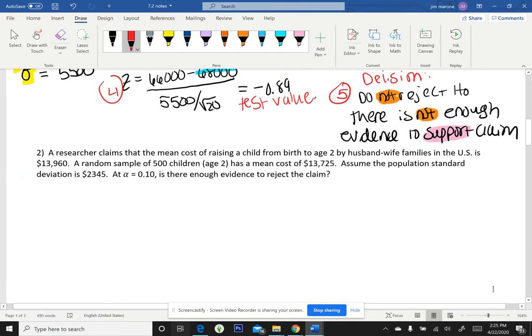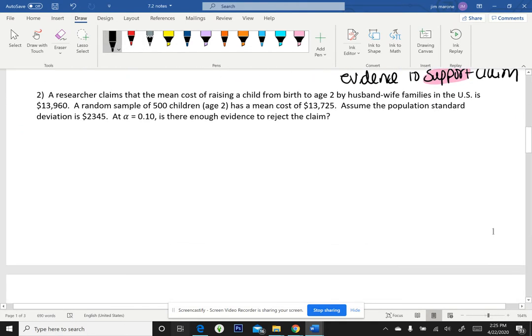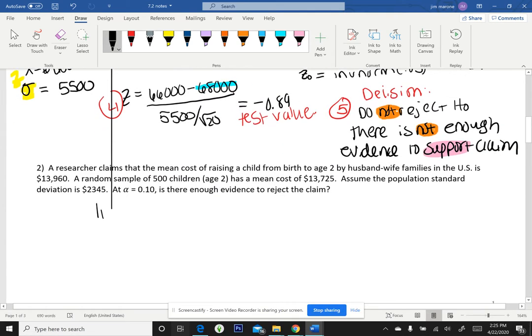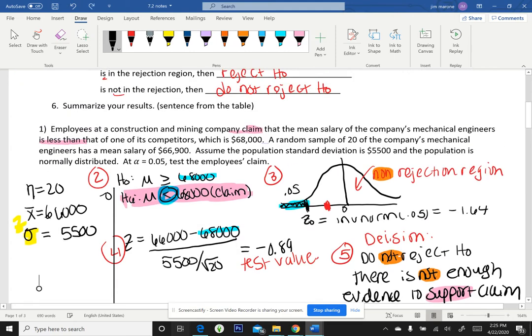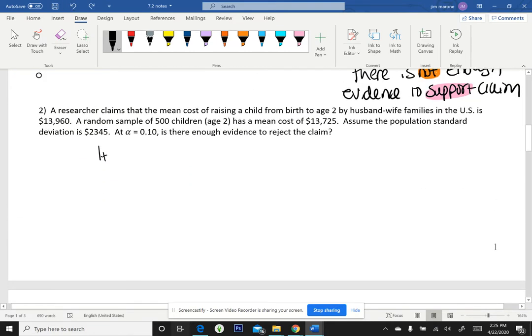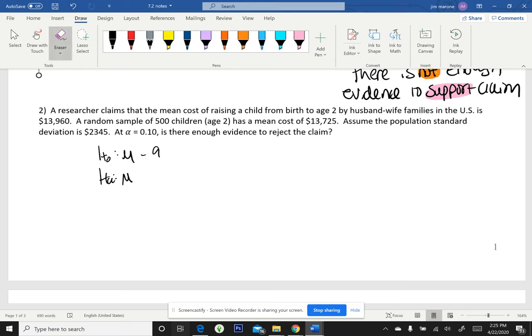So we're going to go through a very similar thing for number 2. We know that we do H sub 0 and H sub a and mu and mu. So a researcher claims that the mean cost of raising a child is $13,960. So it claims it is $13,960.